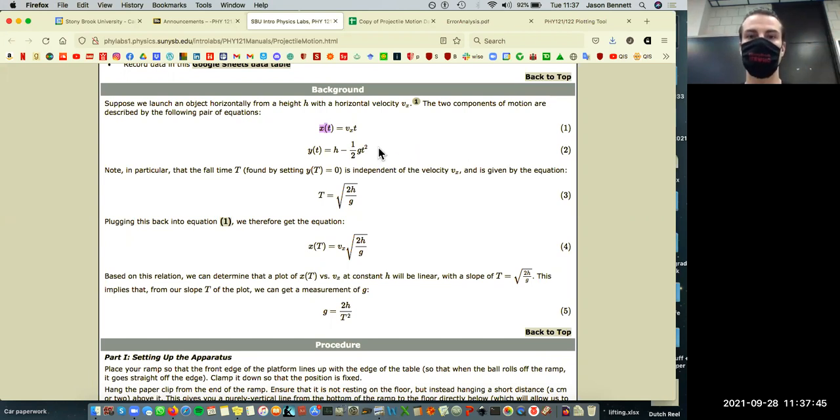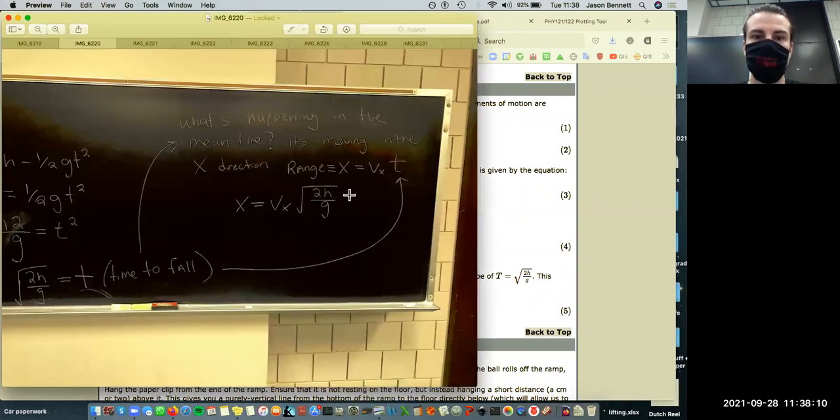Anyway, the objective of lab today is to measure how far the ball travels, and that gives us x. We're going to figure out how fast it's traveling using Logger Pro. I'll get to that in a second. And then, like we did last time, we're going to confirm that the acceleration due to gravity is 9.8 meters per second squared. So how do we do that? Now we can plug the time it takes to fall into this equation: range equals the velocity times the time it takes to fall.